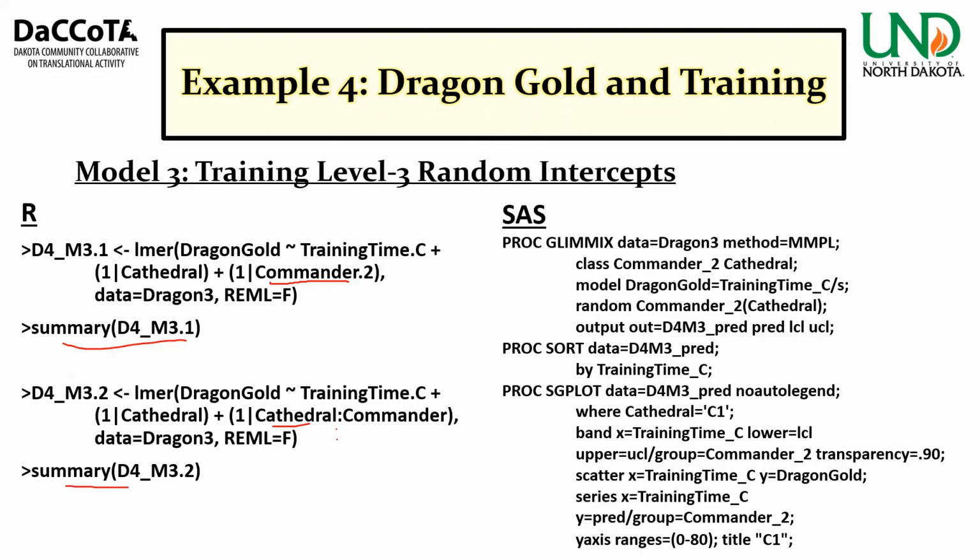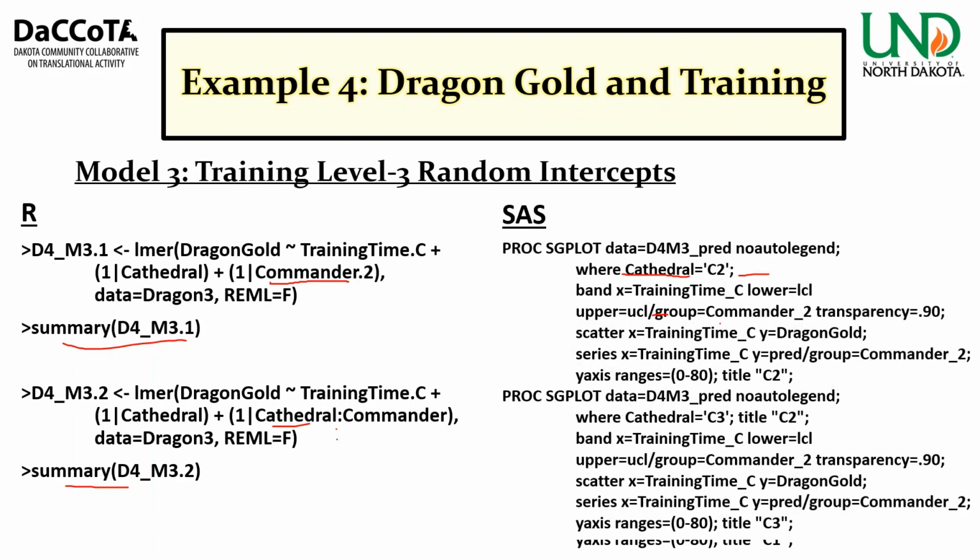And then here's how SAS is set up, where in the class statement commander and cathedral need to be there, and then in the random statement commander is nested in cathedral. And given some of the constraints, I only use SAS to plot out the results. I use 3 different SGPlots by cathedral. And here is the outcome.